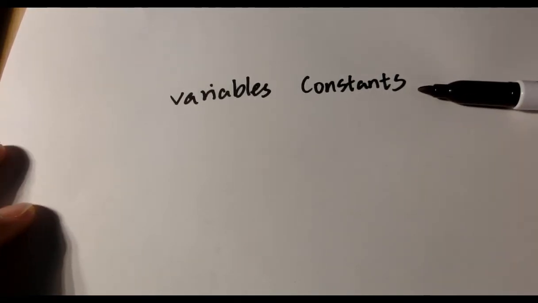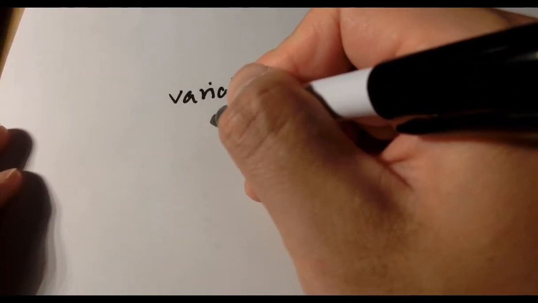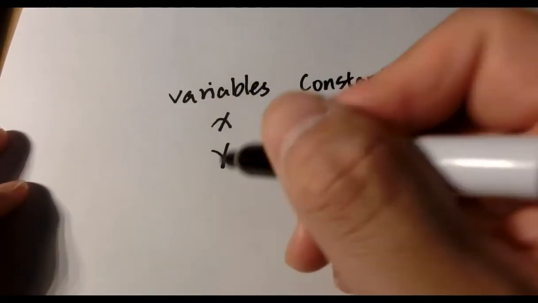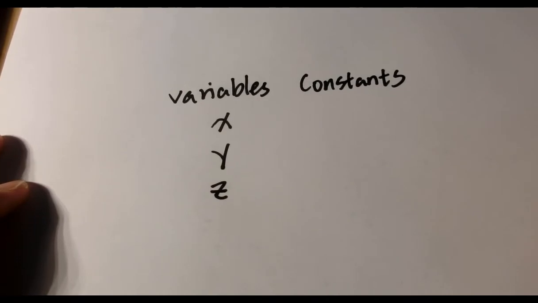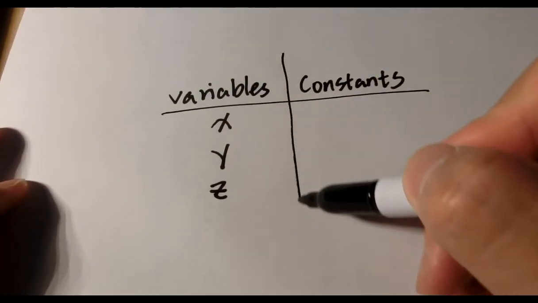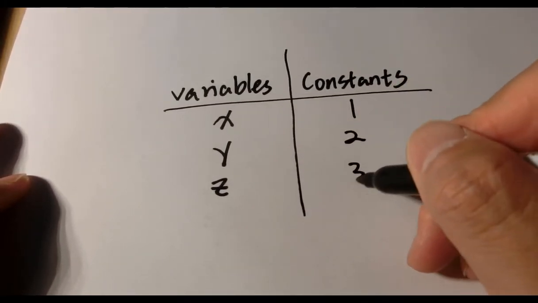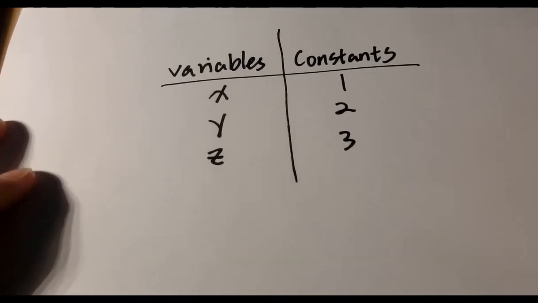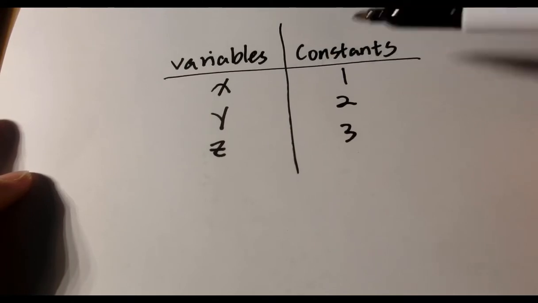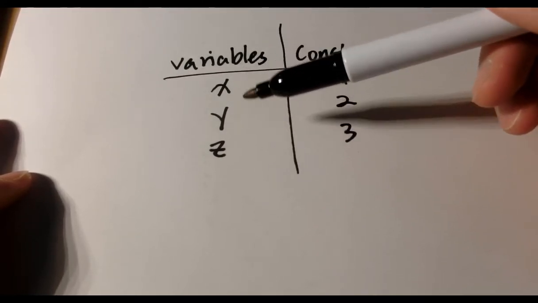If we give some examples of these two categories, I can say x is a variable, y is a variable, and z is also a variable. Can you say some examples of constants? For example, 1, 2, 3, and so on. However, in computer programming, we can use different names for variables, not just x, y, and z.